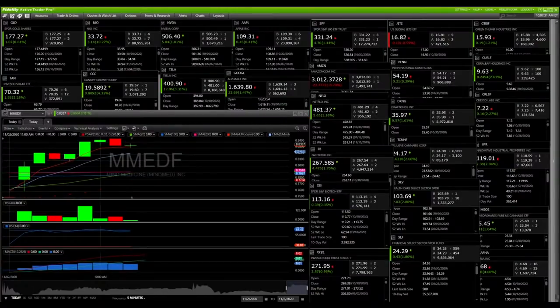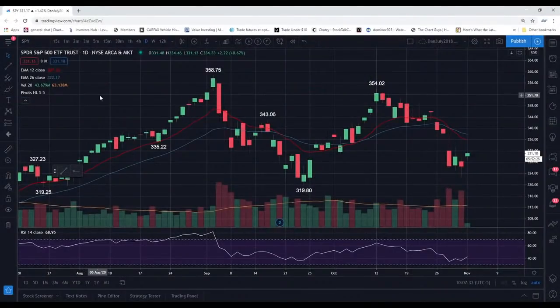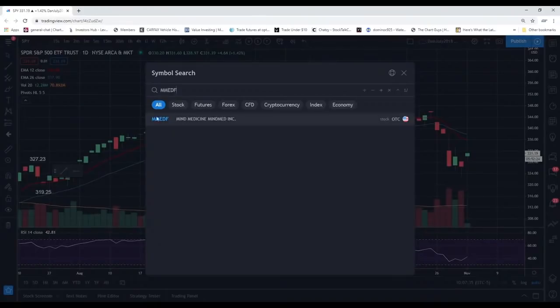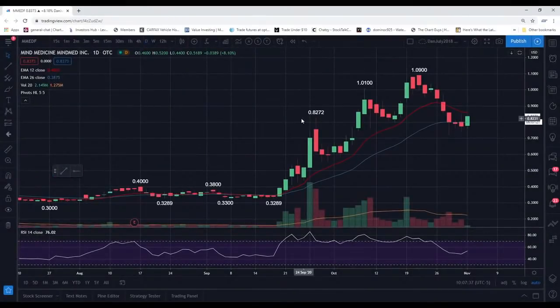MMEDF. So this is one of those mushroom plays, low volume. So solid day, but we have to break the high of Friday, 85.17, to prove something.